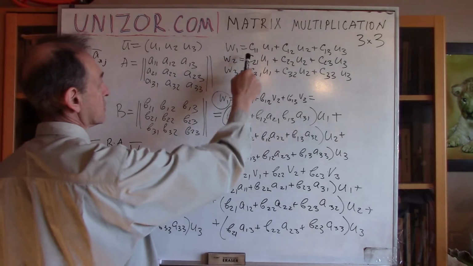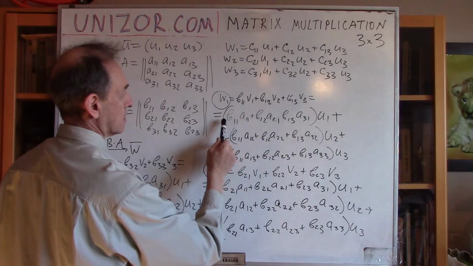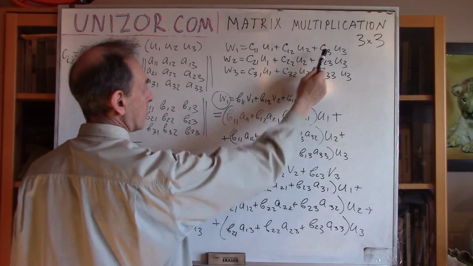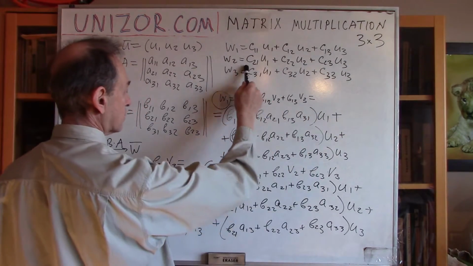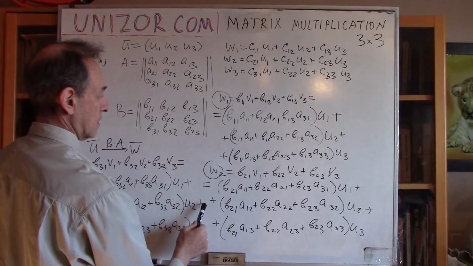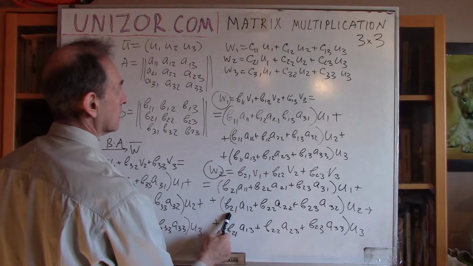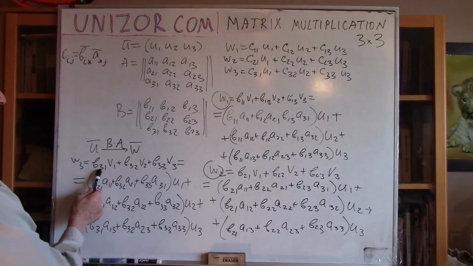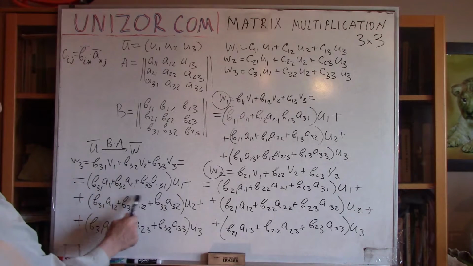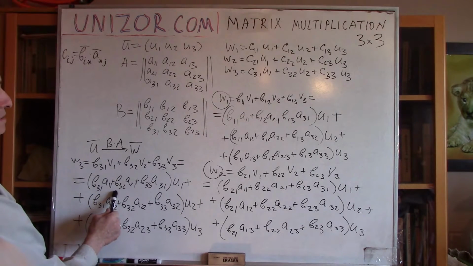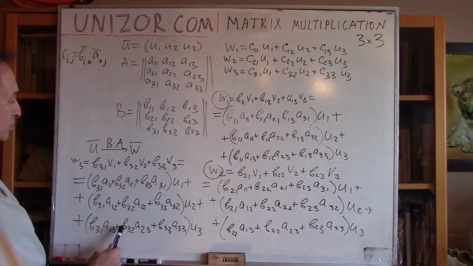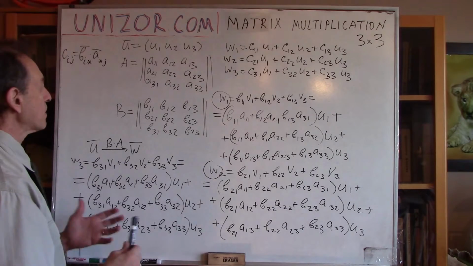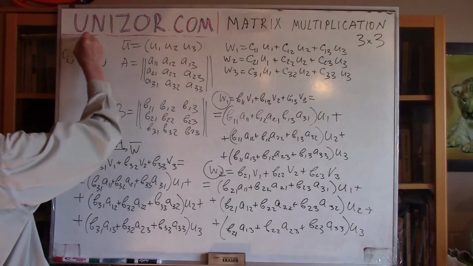Where coefficient C11 is this one, coefficient C12 is this one, coefficient C13 is this, C21 is this one, C22, and this is C23, and finally these coefficients at U1, U2, and U3 are correspondingly C31, C32, and C33.